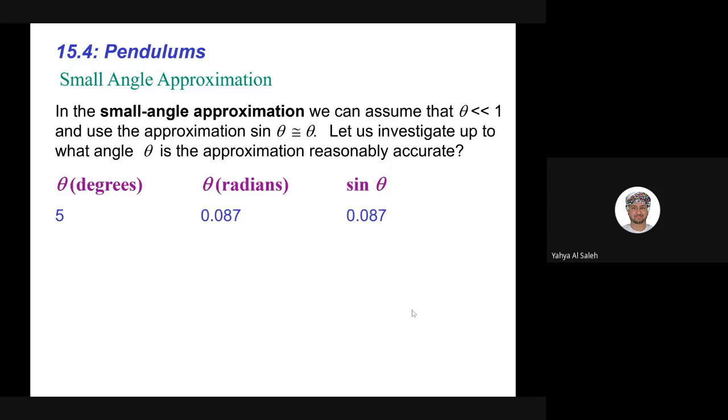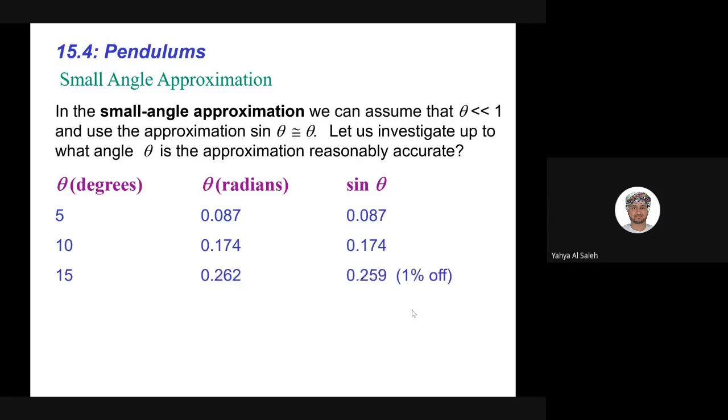Let's try it out. Say I have 5 degrees. My theta in radians is going to be 0.087, and my sine theta is 0.087. So far, so good. Let's increase it to 10 degrees. My theta is 0.174. My sine theta is still 0.174 to 3 decimal places. This looks really good.